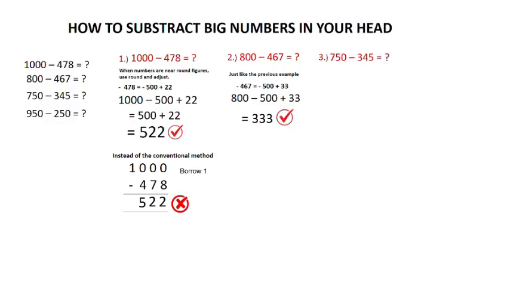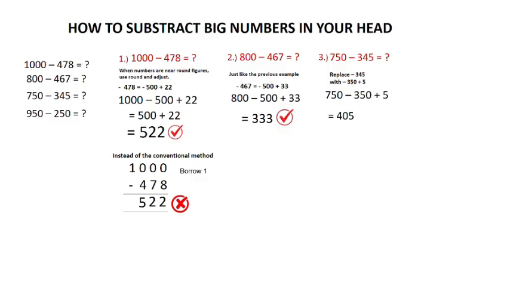750 minus 345. If you look at this number critically, you realize that minus 345 is very close to minus 350. So instead of saying minus 345, you can replace it with minus 350 plus 5, because if you add 5 to 345, it will give you 350. So you just replace minus 345 with minus 350 plus 5, which is the same thing. 750 minus 350, you know that will give you 400, then plus 5, and then you have 405.